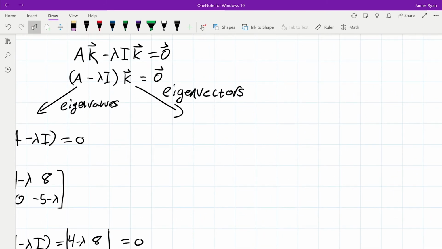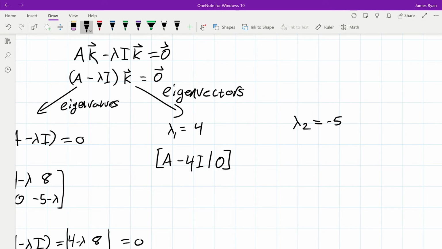So to find the eigenvectors, we'll just construct this system of equations, A minus lambda I times k equals 0. And we'll actually have two separate augmented matrices for this. We'll have the one for lambda equals 4, so lambda 1 is 4. This gives us the augmented matrix A minus 4I bar 0. And then for lambda 2 is negative 5, this gives us the augmented matrix A minus negative 5I bar 0.